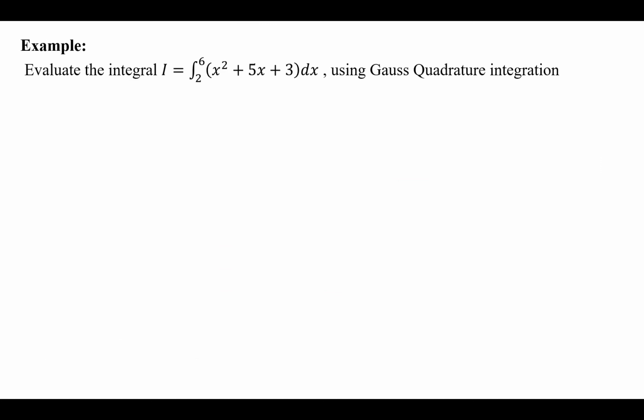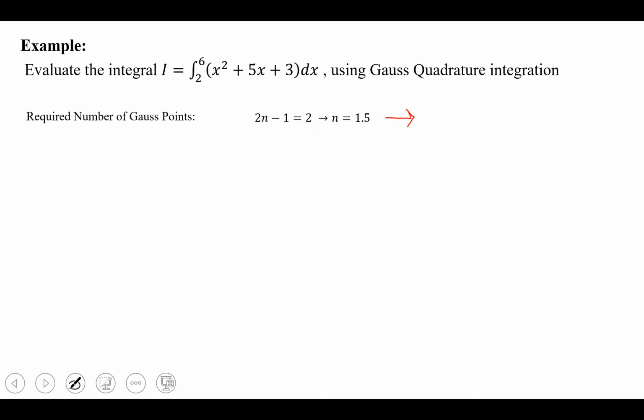Let's solve an example. We're going to find an integral of this polynomial function using Gauss quadrature integration. First of all, this is an easy function, so we technically do not need to use any numerical approach. But for practice, and because we can find the exact solution, it's nice to use Gauss quadrature to see how it is performing for us. But first we need to know how many sampling points we need to consider. So for the required number of Gaussian points, that's the equation that we have. The order of polynomial is 2. Then we can find the number of Gaussian points that we need. We find 1.5, which means that we need to use 2 Gaussian points. We need to round it up.